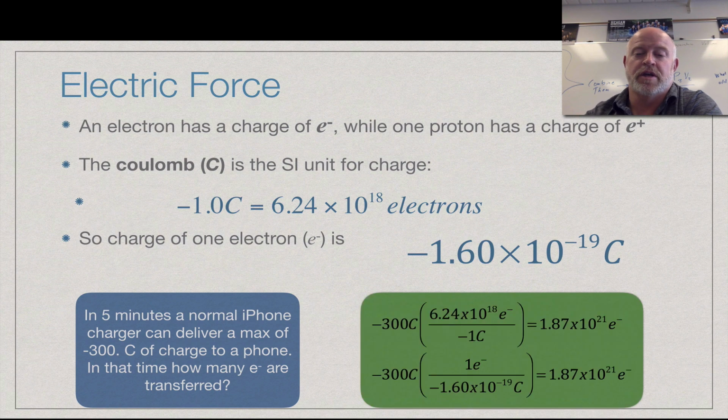Okay, so here we go. We have our negative 300 coulombs of charge. If we use the first example, we say for every negative 1 Coulomb, we get this many electrons. So negative 300 times this divided by negative 1, and we get 1.87 times 10 to the 21st electrons. If you wanted to use this conversion factor, exact same thing: we have our coulombs of charge, negative 1.60 times 10 to the negative 19th coulombs equals 1 electron, and we get the exact same number. So either of these conversions will work.